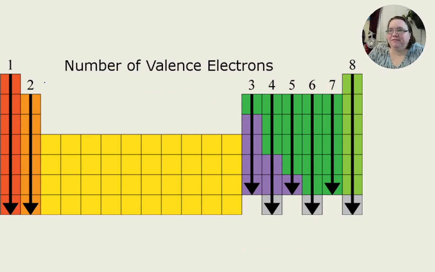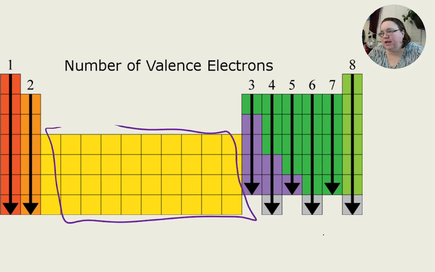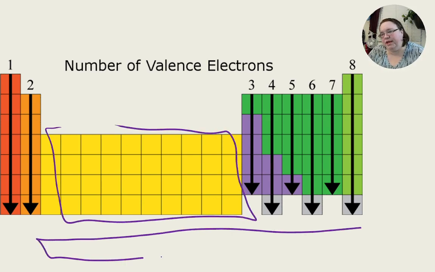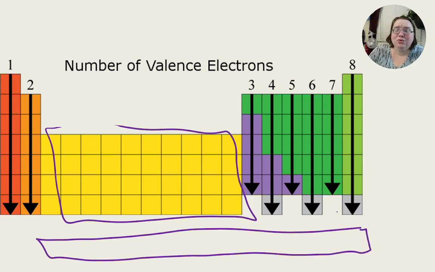So, numbers of valence electrons, nice little graphic. We are deliberately, in physical science, not talking about transition metals, and we also deliberately don't talk about inner transition metals because they don't follow the rules. We are focusing specifically on our representative elements.